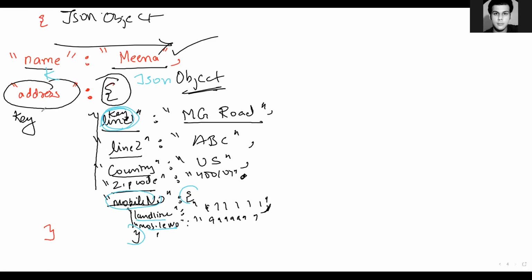So what is the value of address? A JSON object. What is the value of mobile number? Another JSON object. That's what is going to be there. Now, what is the value of line one? MG road. What is the value of line two? ABC. What is the value of country? US. That's it. Now, let's say, guys, I want to capture the value of zip code. You know the value of zip code, that is 400104. But we need to parse the JSON to reach that.